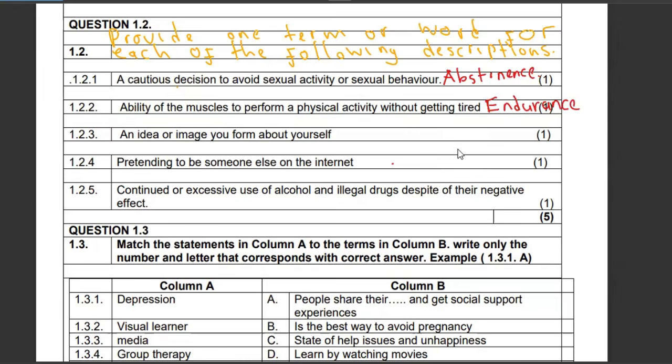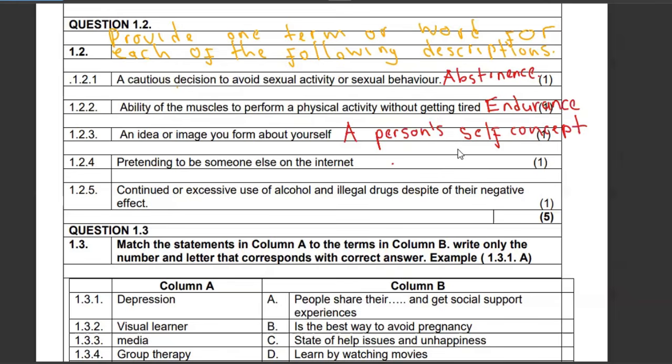Then 1.2.3, an idea or image you form about yourself. An idea or image which you form about yourself is called a person's self-concept. So self-concept is the term which they're looking for there. A person's self-concept.